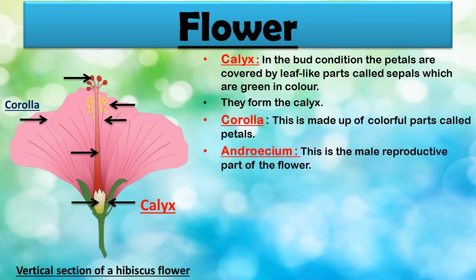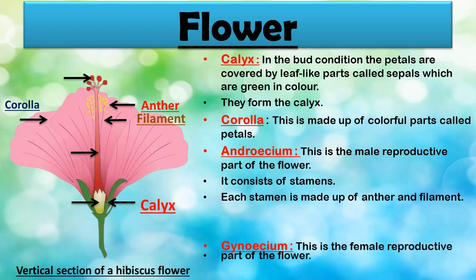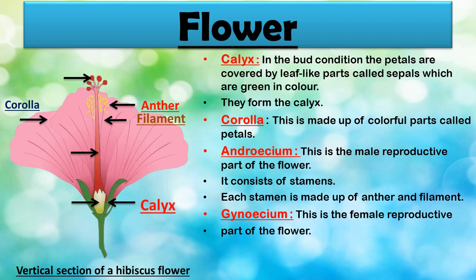And androecium. Androecium is the male reproductive part of the flower, and it consists of stamens, and each stamen is made up of an anther. So this is an anther, a yellow colored anther, and the dark pinkish filament is called the filament of the androecium. Now next is the gynoecium.